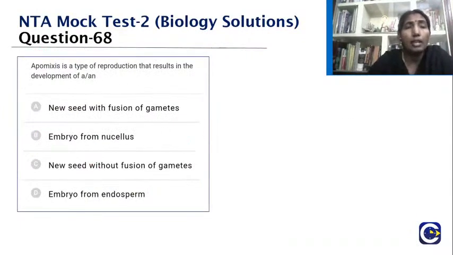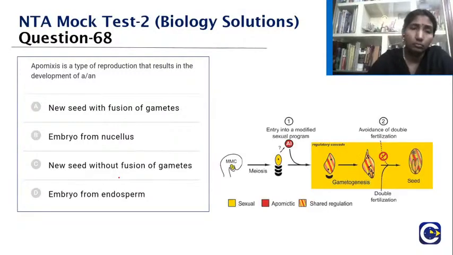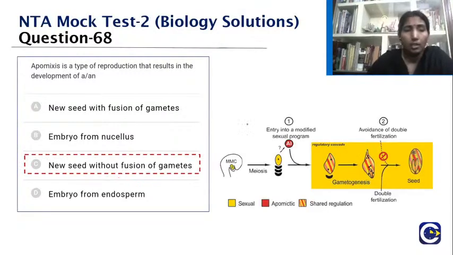Apomixis is a type of reproduction that results in the development of new seed with fusion of gametes, embryo from nucellus, new seed without fusion of gametes, embryo from endosperm. So what is apomixis? Like we are very much aware of it, it's a new seed without the fusion of gametes. Actually, it is a form of asexual reproduction where there will be formation of a new individual, but no involvement or fusion of the sex cells. Particularly, we can observe this in the grass family, some Asteraceae and all that.